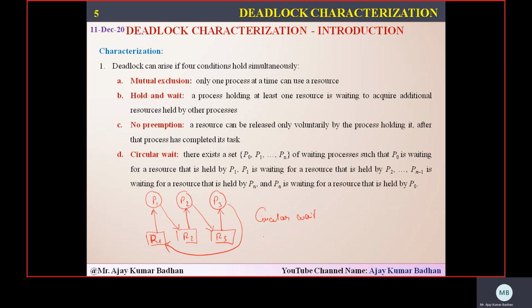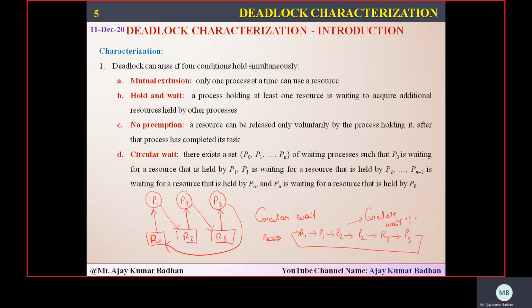I'll represent this in this way. R1 is allocated to P1 and P1 is requesting R2. And this R2 is allocated to whom? P2. And P2 is requesting which resource? R3. And this R3 is allocated to which process? P3. And P3 is requesting which resource? R1. So this is the scenario. This is what we call circular wait.